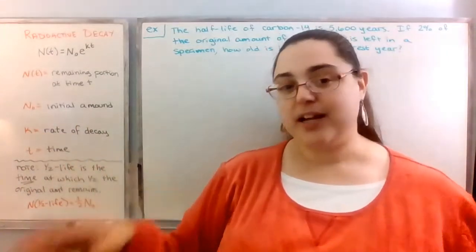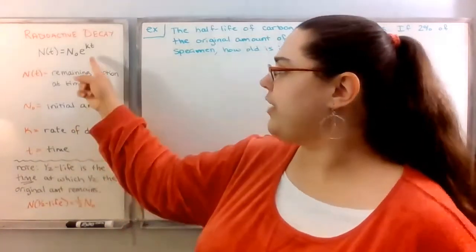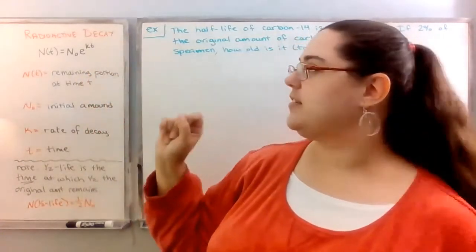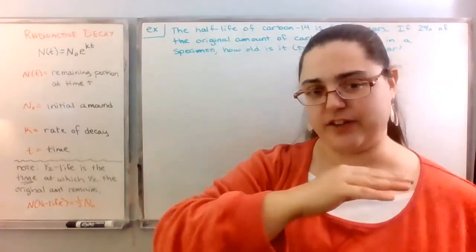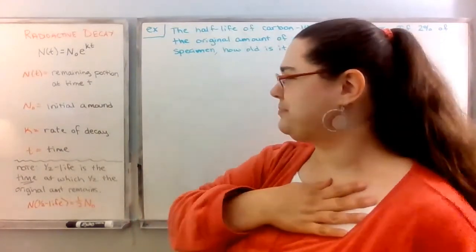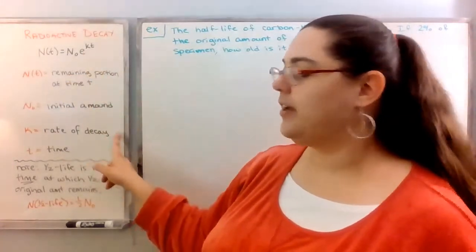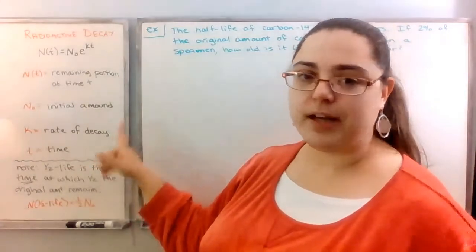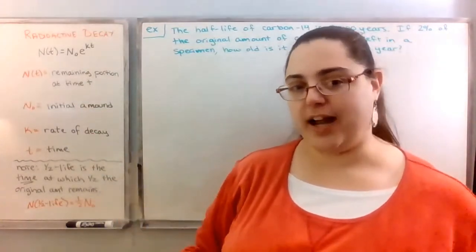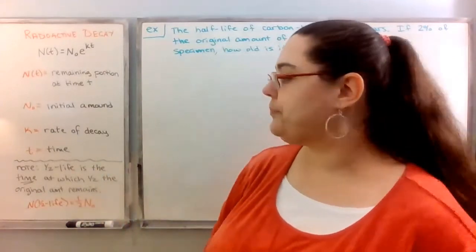Now, because we are decaying here, we want to have a decreasing function. So that means we want this exponent to be a negative value so that we end up with a decreasing function instead of an increasing function. So what that means is this K value, our rate of decay, is going to be a negative number. If K is positive, that means you have growth. And if K is negative, that means you're going to have decay, or a population dying off, for example.